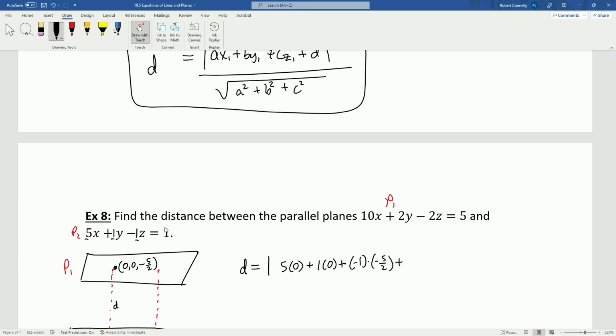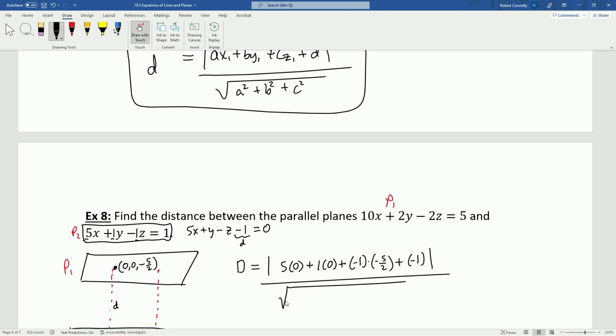Plus, we also need d here, but keep in mind, this equation is not in the right form. So we have to rewrite that as 5x plus y minus z minus 1 equals 0. So this is my d. I should use capital D for distance here to avoid some confusion. So plus d should be plus a negative 1, all divided by the square root of that normal vector. So 5, 1, and negative 1 are the appropriate coordinates there: 5 squared plus 1 squared plus negative 1 squared.